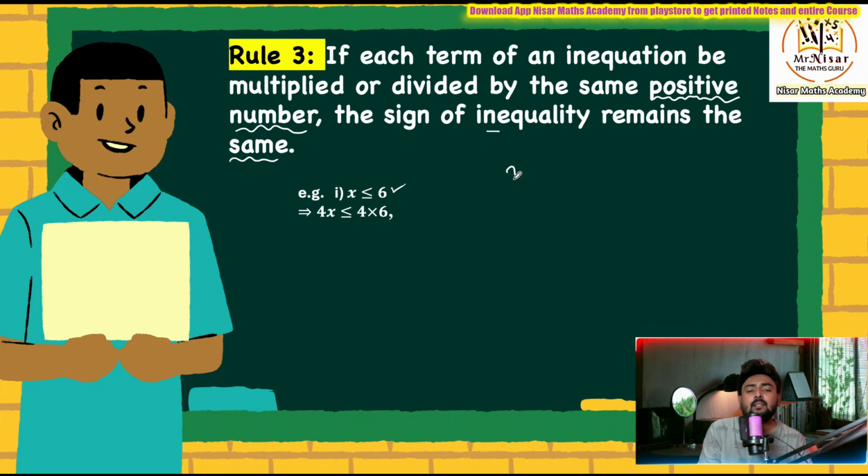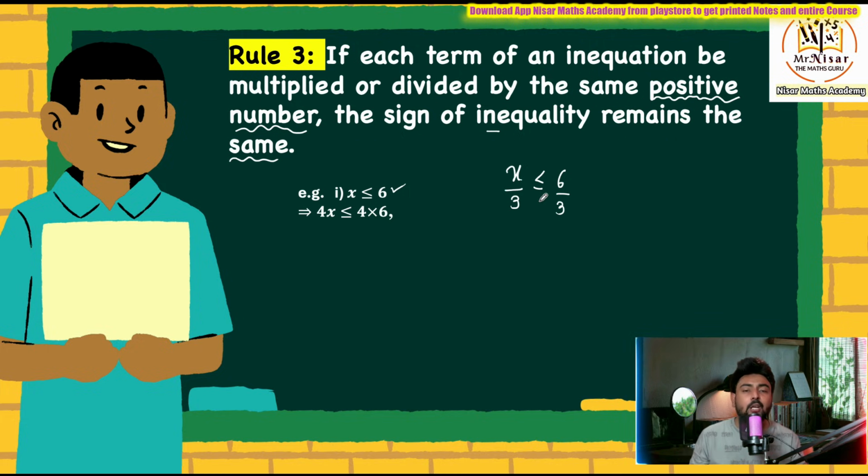Okay, here the example is like this. x is less than or equal to 6. The same example I am taking. I have multiplied both sides by 4, so the sign of inequality remains the same. It will not change. I'll divide both sides by 3. Divide by 3, divide by 3. Both are positive numbers. So if I divide or multiply by positive numbers, the sign of inequality will not change. Okay, this is rule number 3.